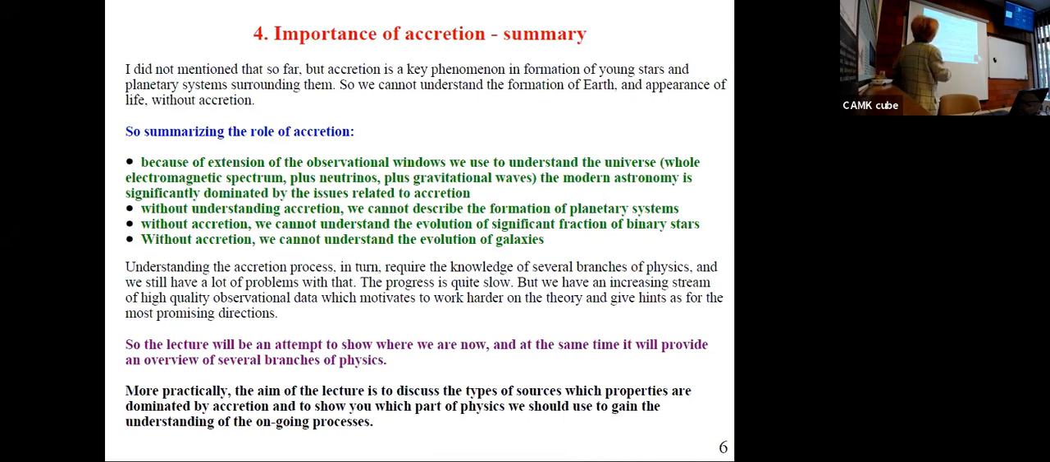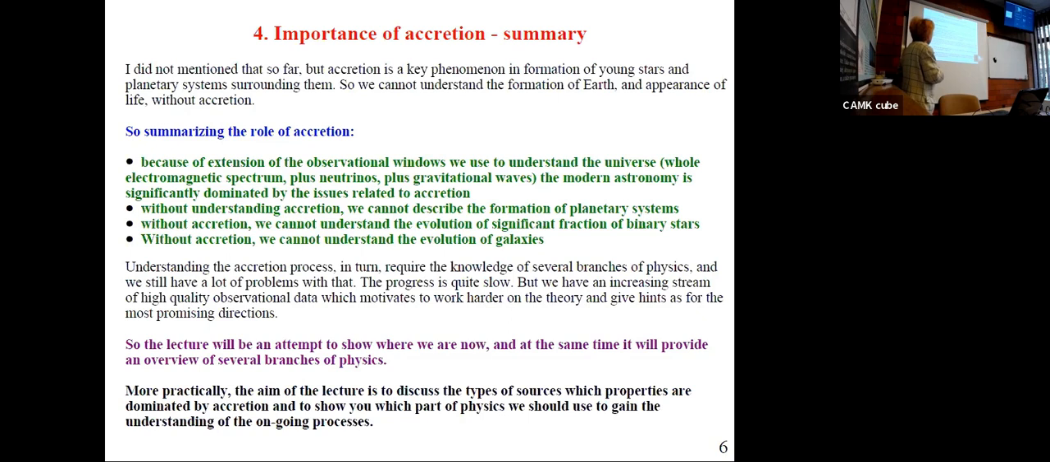This we can only tell from the chemical composition. So now the summary, not the whole lecture summary yet, but the summary of this introduction. Well, accretion is important because without understanding accretion, we cannot describe the formation of the planetary system. I will not talk about it, but keep that in mind. Without accretion, we cannot understand the evolution of closed binaries, and we cannot understand evolution of galaxies, as simple as that. So accretion is important.